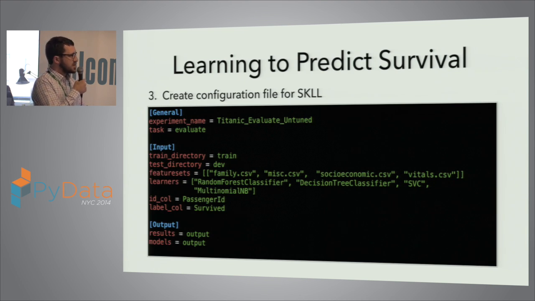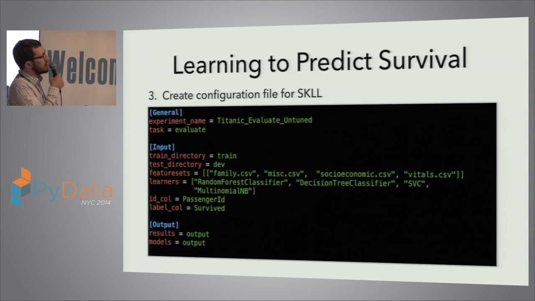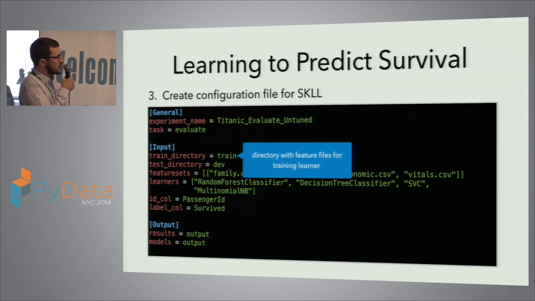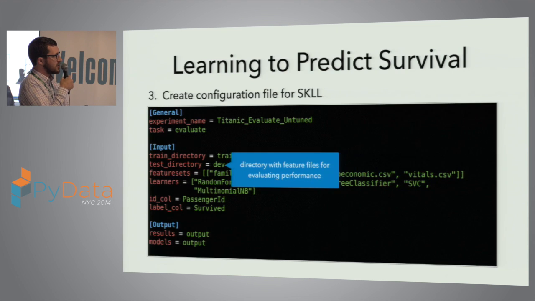In the first section, you can see we just have general, where we have the name of the experiment. The task is an evaluation task, which means that we're going to train on one set and test on another set. The input section is where you talk about your feature files. The train directory is a directory with feature files for training the learner. The test directory is a directory with feature files for evaluating performance.